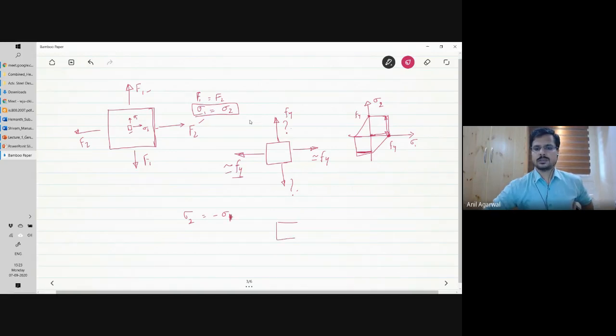So again, same element, but let me draw it in the bigger picture also. So you had F1, and then you had F2, and F2 is equal to minus F1. Okay. So now what is happening is that I have applied sigma 1 already.